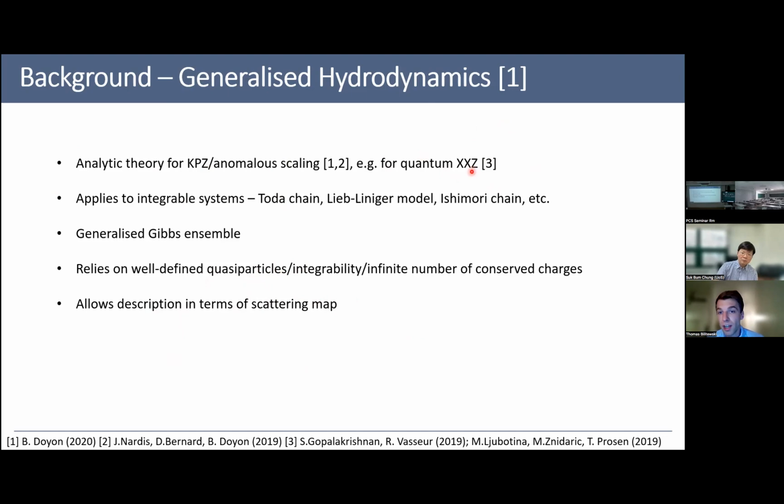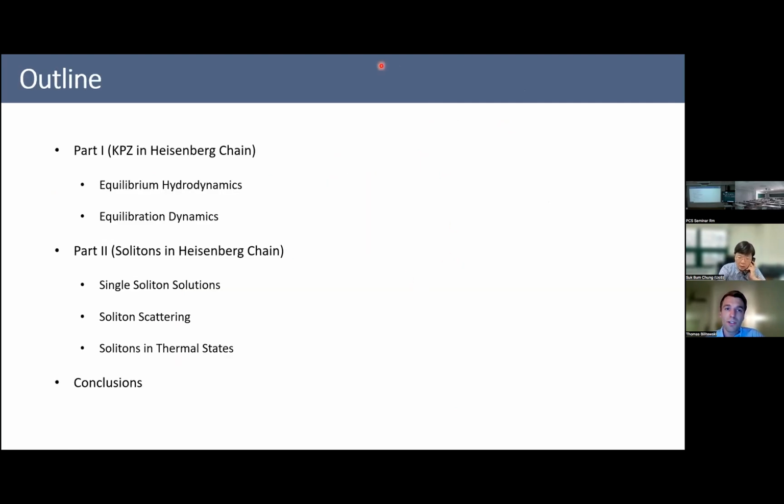Specifically for the quantum XXZ chain, people have managed to actually get KPZ scaling out of generalized hydrodynamics in these two works. So that's a bit of background on what kind of scaling behavior we could find at long times in both classical and quantum systems. And with that, I want to come to my contribution, our contribution.